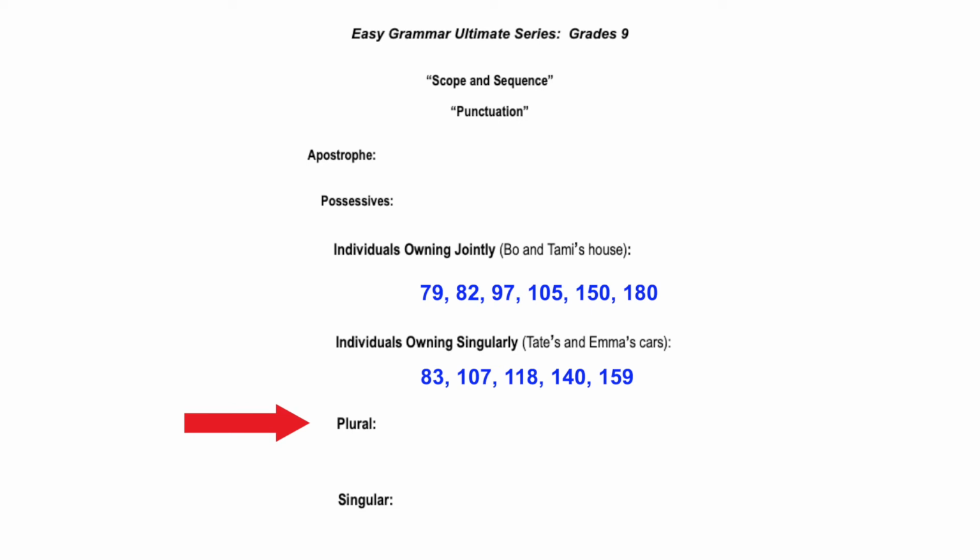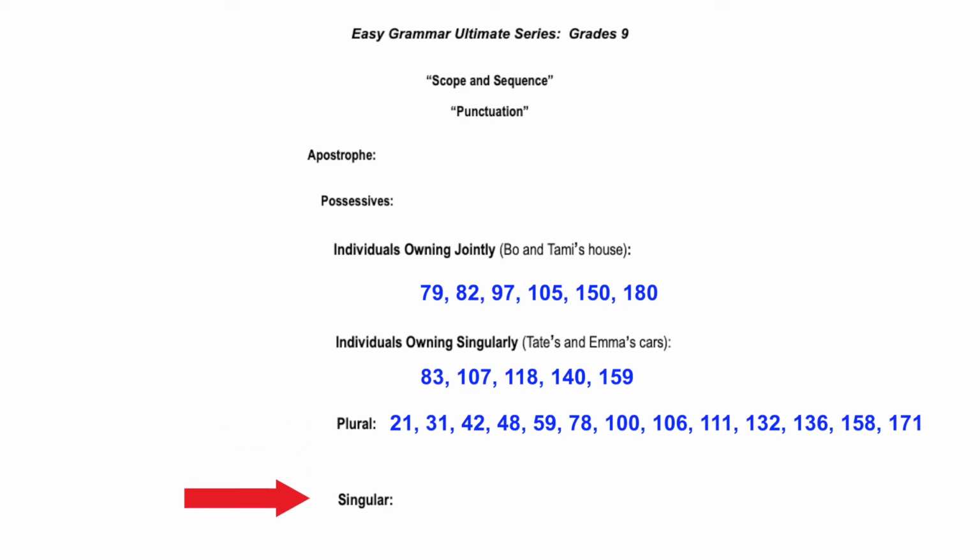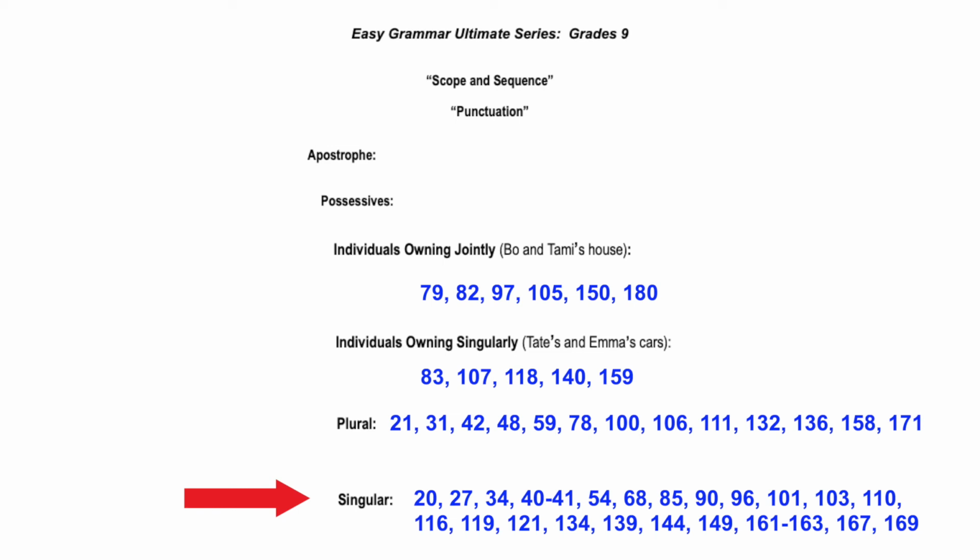Let's go to plural possessives. We review, apply, and expand this concept on days 21, 31, 42, 48, 59, 78, 100, 106, 111, 132, 136, 158, and 171. That's a total of 13 times. Let's look at singular possessives. Students encounter them in lessons 20, 27, 34, 40, 41, 54, 68, 85, 90, 96, 101, 103, 110, 116. Students practice this concept in 24 lessons. This, again, promotes mastery learning.